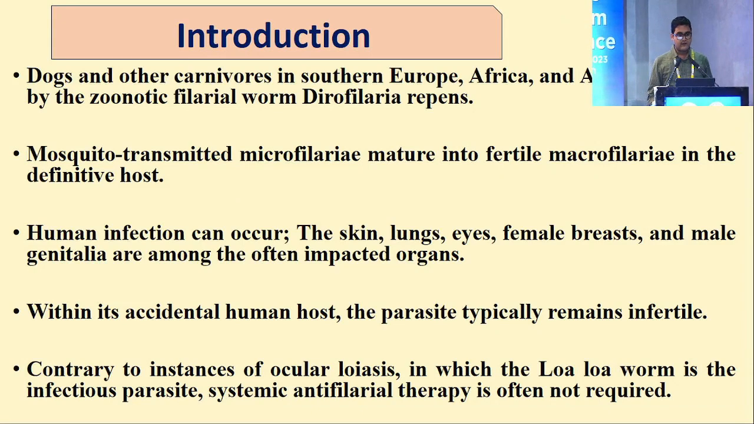Introduction: dogs and other carnivores in Southern Europe, Africa and Asia are affected by the zoonotic filarial worm Dirofilaria repens. Mosquito-transmitted microfilariae mature into fertile worms in the definitive host. Human infection can occur. The skin, lungs, eyes, female breast, and male genitalia are among the often impacted organs. Within its accidental human host, the parasite typically remains infertile. Contrary to instances of ocular loiasis, in which the Loa loa worm is the infectious parasite, systemic antifilarial therapy is often not required.